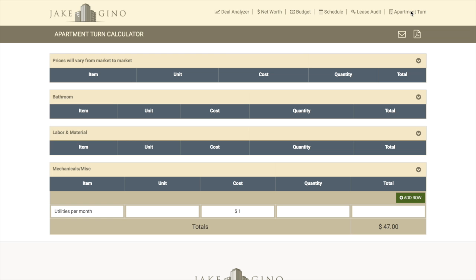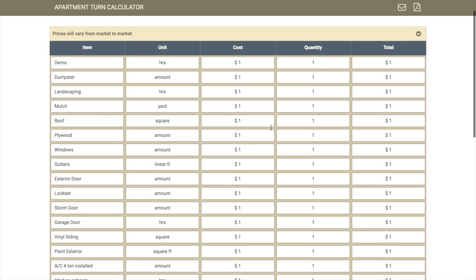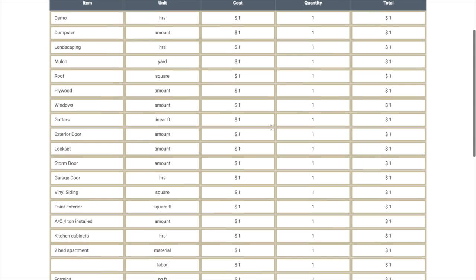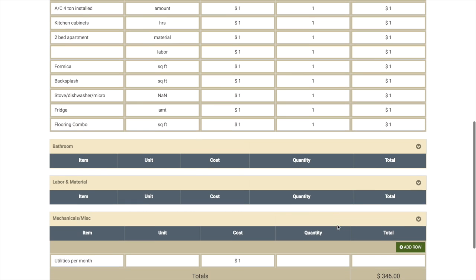And the last one here is an apartment turn. When we first started investing in properties, we had no idea how to estimate repairs for a property. Look at this. This is really, really detailed. Everything you need to repair an apartment is here. From the dumpster to the landscaping to the windows, all you got to do is put the cost. Let's say a window costs you $150 and you've got 2 windows. You have $300 in windows, and it lists every expense.